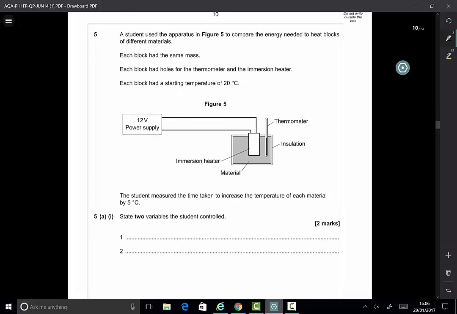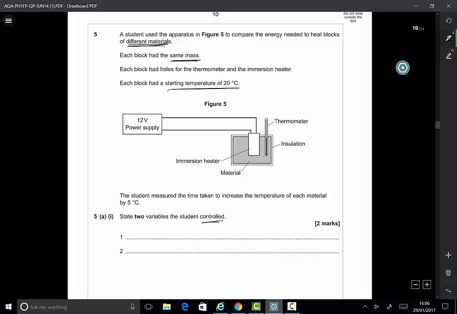Okay, question 5. It's an experiment question. The student used the apparatus in figure 5 to compare the energy needed to heat blocks of different materials. So we've got different materials. Each block had the same mass. Each block had holes in for the thermometer and immersion heater. Each block had a starting temperature of 20 degrees. They measured the time taken for the temperature to increase by 5 degrees. State 2 variables the student controlled.